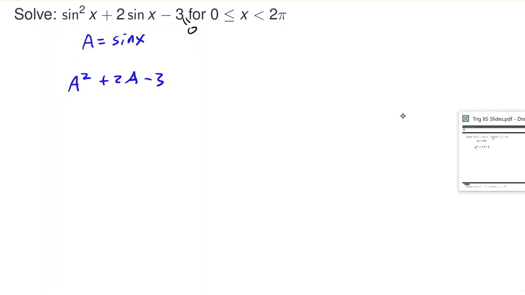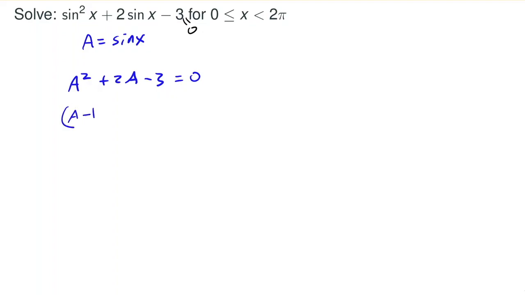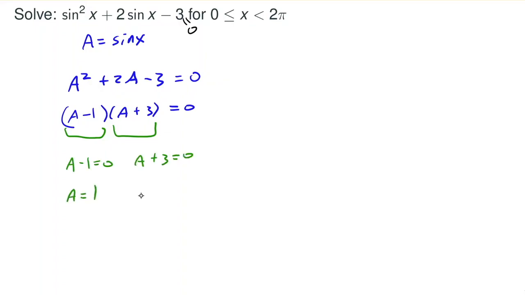So this should be equals 0. Okay. So then we can factor this: a minus 1, a plus 3 equals 0. So either this has to equal 0 or this has to equal 0. A minus 1 equals 0. A plus 3 equals 0. So then a equals 1. A equals minus 3, or negative 3.